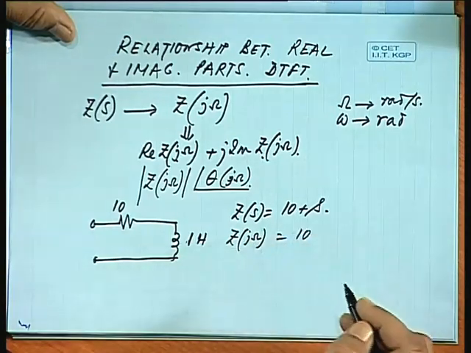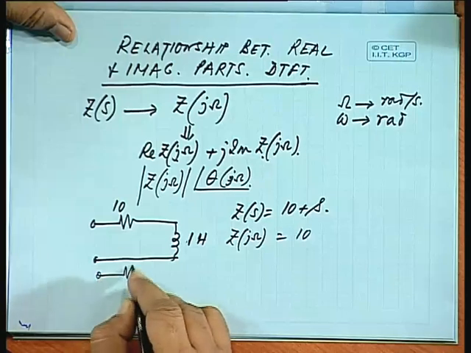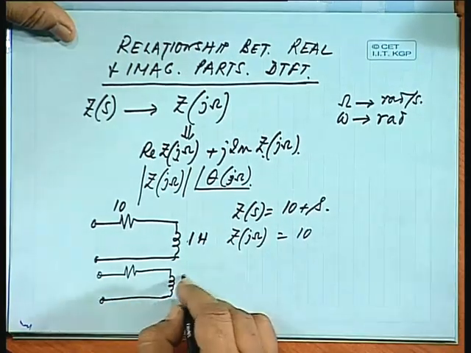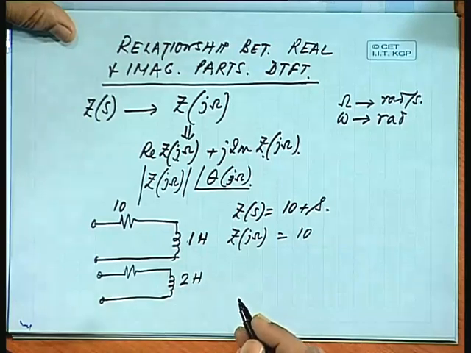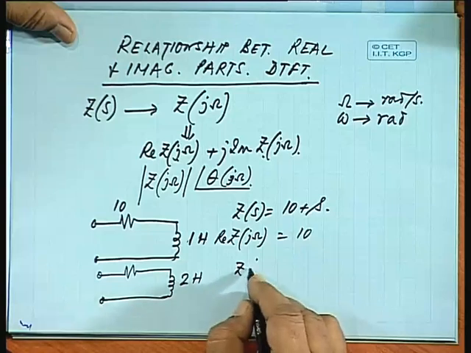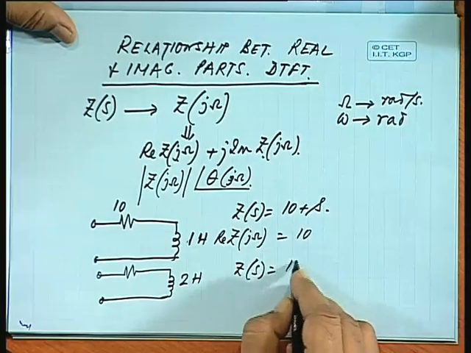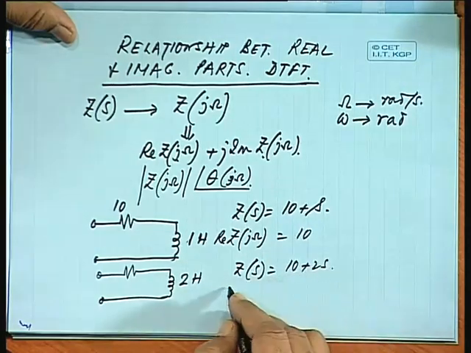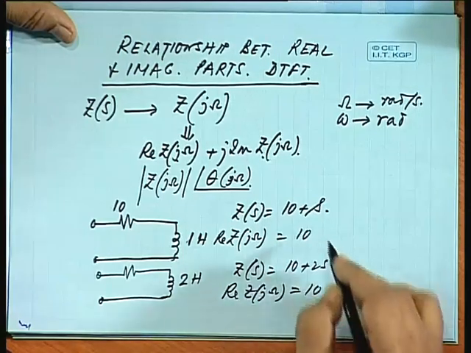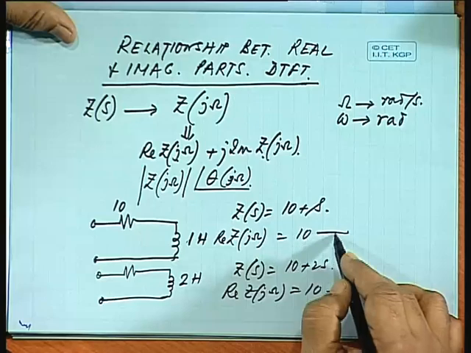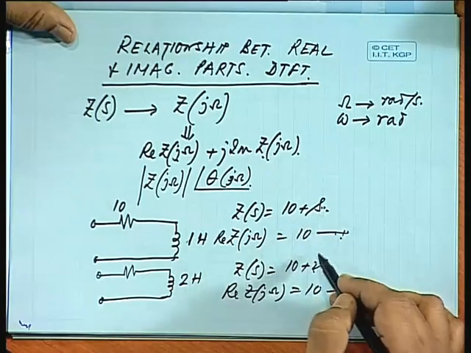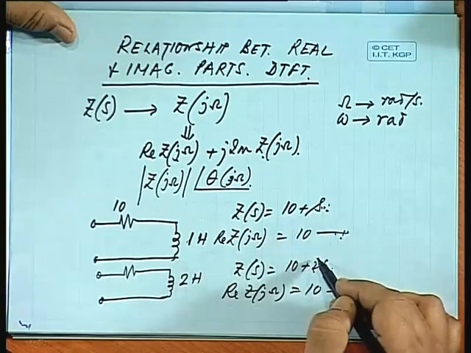It is only 10. Now, if I have another circuit with an inductance of 2 Henry, then Z(s) is 10 plus 2s, and the real part of Z(j omega) is still 10. So, in these two cases you have the same real part, but the network functions are different. So, there is an ambiguity.